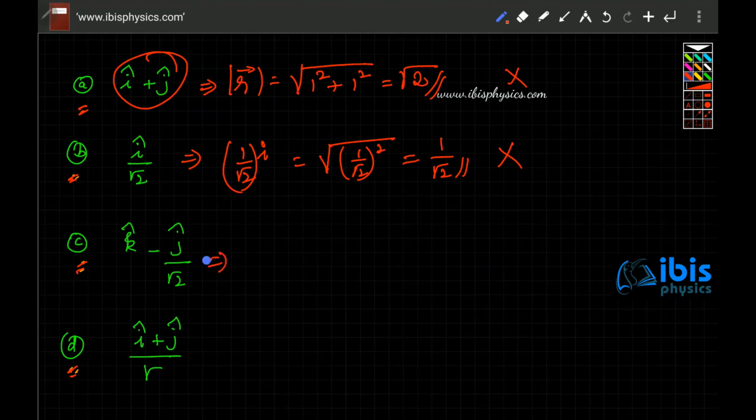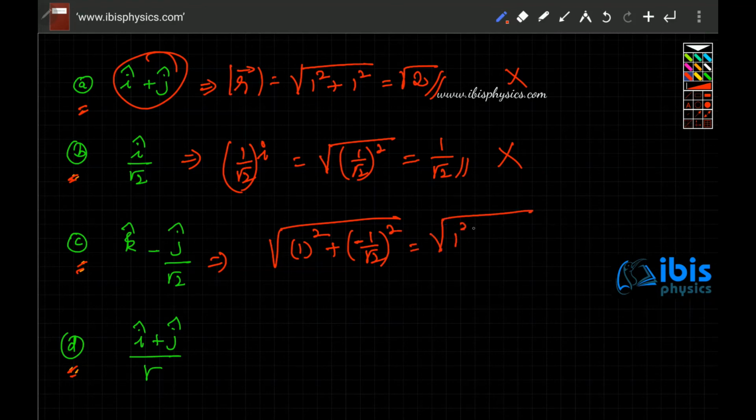Let us look at this. The k cap's coefficient is 1, and j cap's coefficient is minus 1 by root 2. Then its modulus value is root over k cap's coefficient, which is 1 squared, plus j cap's coefficient, minus 1 by root 2 the whole squared. So this is root over 1 squared plus 1 by 2, because minus into minus is plus. So this value is root of 3 by 2. Hence this value is not 1, and this is also not a unit vector.